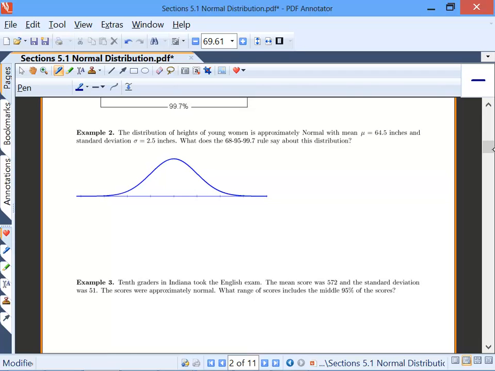So, for example, the distribution of heights of young women is approximately normal with a mean of 64.5 inches and a standard deviation of 2.5 inches. So what does our empirical rule, or the 68, 95, 99.7 rule, say about this distribution? Well, to start with, we know that the distribution will always be centered at our mean. So the center of the distribution has to be at 64.5.